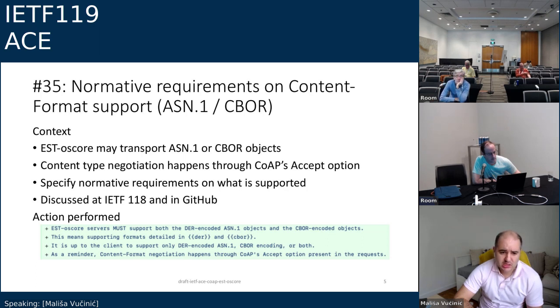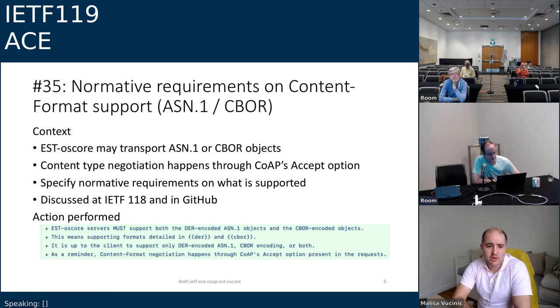So we discussed this during IETF 118 in Prague and later on in GitHub. And we settled on the following formulation where we have a MUST on the server to support both the ASN.1 objects as well as the CBOR encoded objects, and then to leave it up to the client to support either only ASN.1, CBOR encoding, or both. Next slide, please.